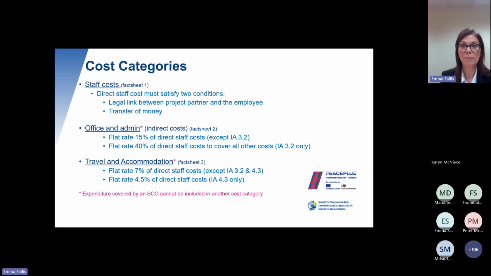The verification of that will happen through your partner reports, where we will just receive confirmation from the projects themselves that travel has been undertaken. And again, there are two different flat rates, so we need to make sure that any costs in relation to the office and admin or the travel and accommodation of your staff do not feature in any other cost category.